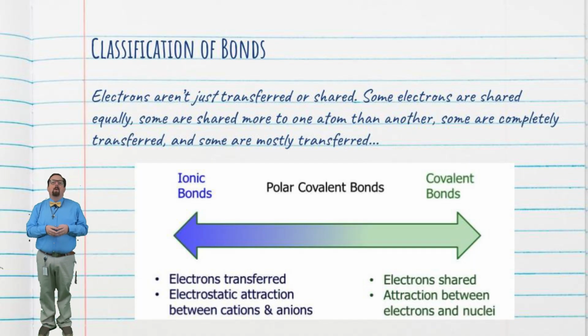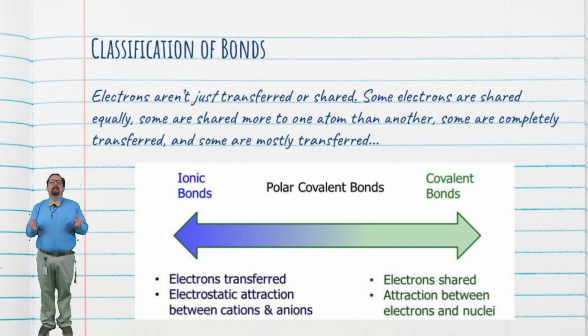The transfer or sharing of electrons actually exists on a spectrum. The more electrons get transferred, the more ionic the bond is. The more the electrons get shared equally between the 2 atoms, the more purely covalent the bond is. You can think of atoms in a covalent bond as playing a tug of war with the shared electrons. If they have the same electronegativity, they pull on those electrons with the same strength, and they end up smack dab in the middle, not shared to one side or the other unequally. When this happens, we say that they get shared equally.